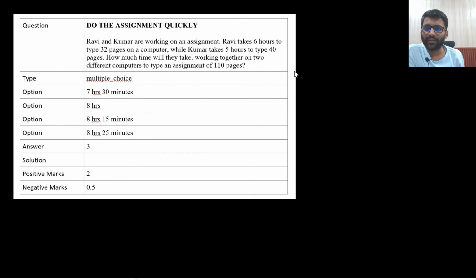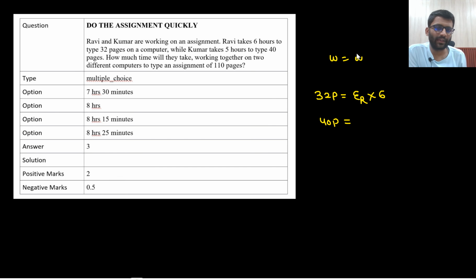So Ravi and Kumar are working on an assignment. Ravi takes 6 hours to type 32 pages. So 32 pages can be printed with the efficiency of Ravi in 6 hours. And Kumar prints 40 pages. Work is equal to days into men into time into efficiency. I hope you must have studied it, because here I cannot give the complete concept. And with the efficiency of Kumar, it would take 5 hours.